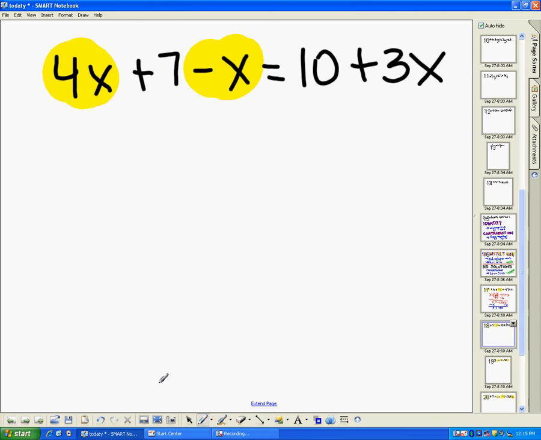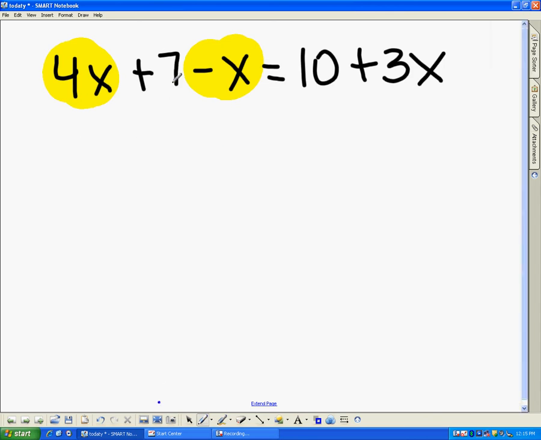All right, let's try this one. We have 4x plus 7 minus x equals 10 plus 3x. So again, I want to go ahead and simplify, so I went ahead and highlighted what we needed to simplify. 4x minus x is equal to 3x, because this is like 4x minus 1x, so that's 3x, plus 7 is equal to 10 plus 3x.